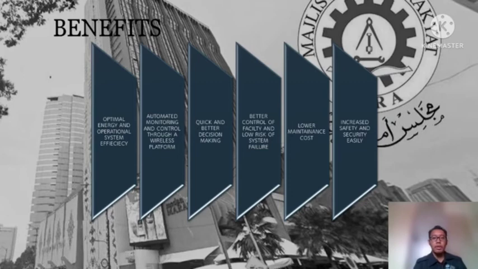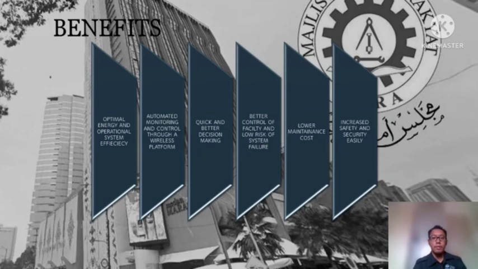Nombor dua adalah automatic monitoring and control through a wireless platform. Disebabkan semua sistem dalam bangunan disatukan dalam satu platform, oleh itu building automation system ni senang untuk dipantau dan dikawal melalui wireless platform. Ketiga adalah quick and better decision making. Disebabkan building automation system ni boleh dipantau melalui wireless platform, mampu untuk seseorang itu membuat keputusan yang lebih cepat dan lebih baik selepas memantau sistem itu melalui wireless platform.